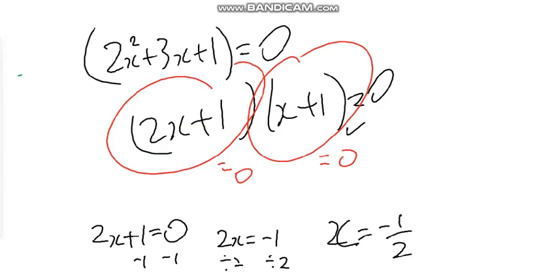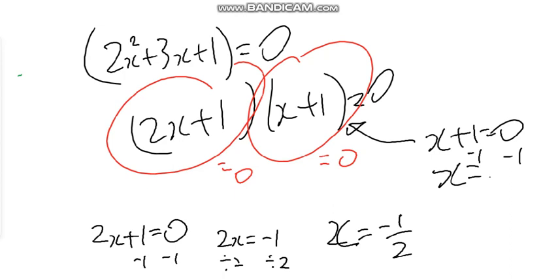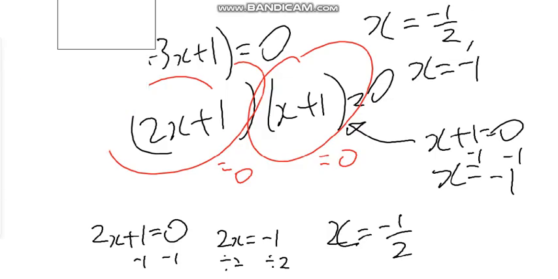Now if you go for this one, x plus 1 equals 0. You subtract 1 from both sides, obviously. x equals -1. So you have two answers for this: x equals -1 over 2, and x equals -1. Now we'll just do one more example before we wrap it up. Let's see.